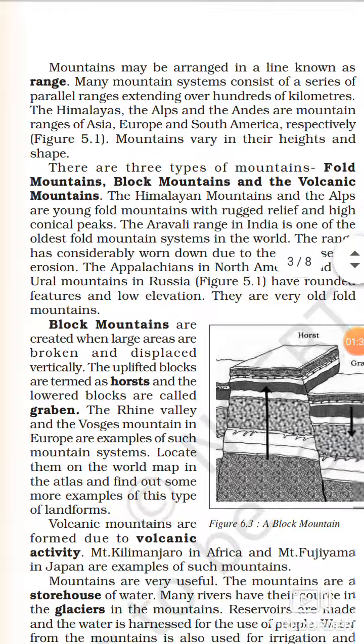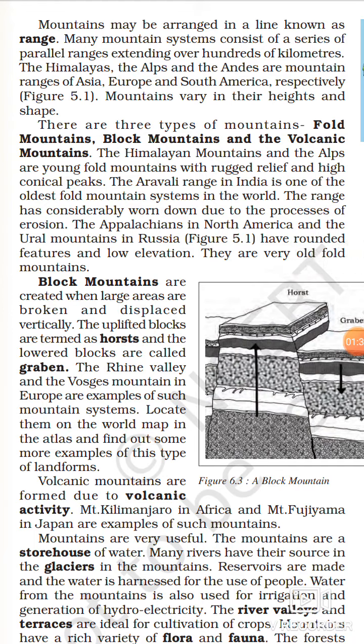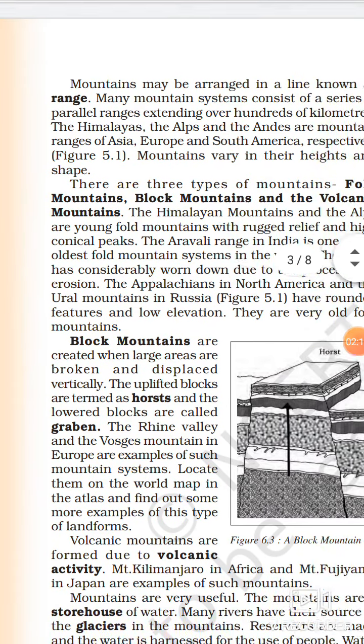Dear students, mountains may be arranged in a line known as range. Many mountain systems consist of a series of parallel ranges extending over hundreds of kilometers. The Himalayas, the Alps, and the Andes are mountain ranges of Asia, Europe, and South Africa, respectively, as you can see in figure 5.1 of your textbook.